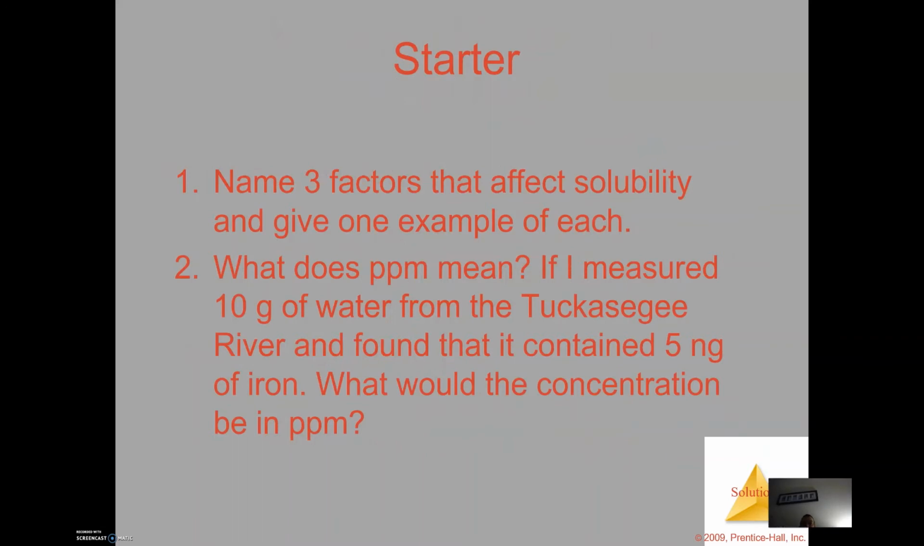So we had a previous video. I'd take a second and answer these questions. All right, so name 3 factors that affect solubility and give one example of each. You can work on that. Number 2 says, what does parts per million mean? If I measure 10 grams of water from the Tuckasegee River and found that it contained 5 nanograms of iron, what would the concentration be in parts per million? What I want you guys to do is write in the comments what your answers are for the first and the second question.